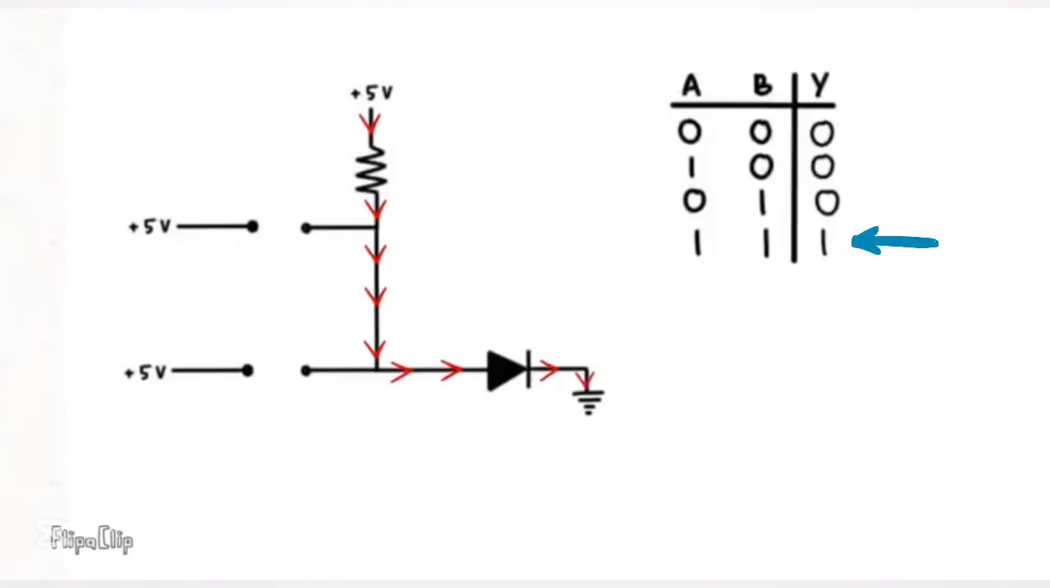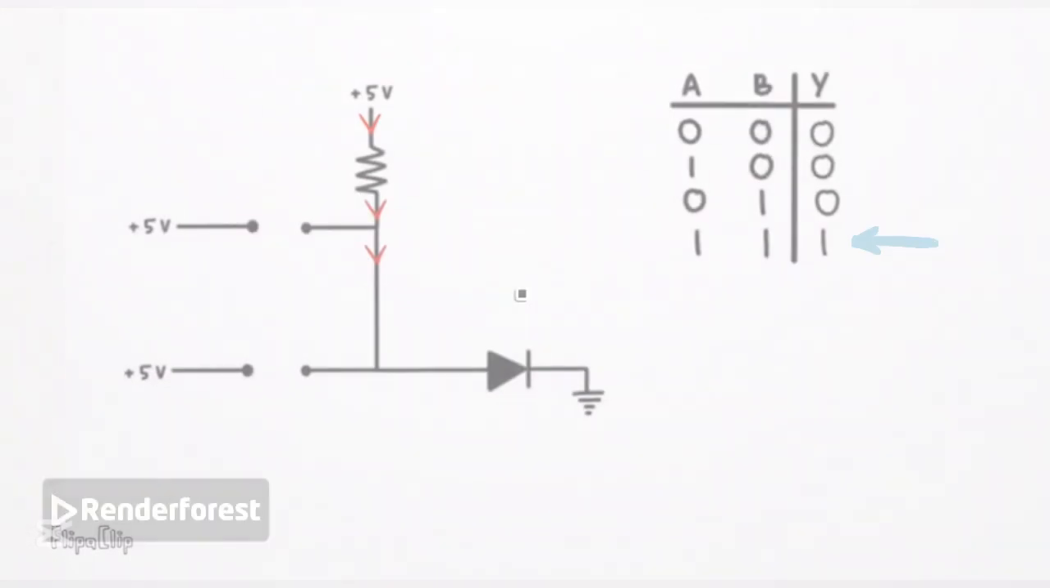Finally, we can look at the circuit with both inputs 1. Since both of the diodes will be in reverse bias, they act as an open circuit. Current will not flow through the diodes, so it will get to the ground through LED. Hence, the output will be 1.